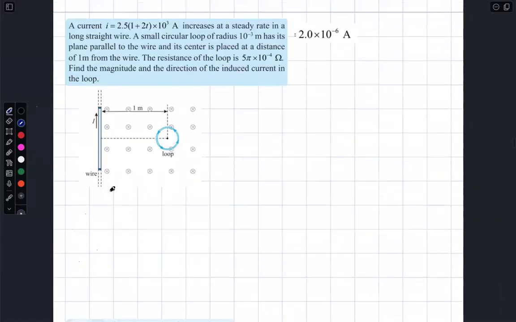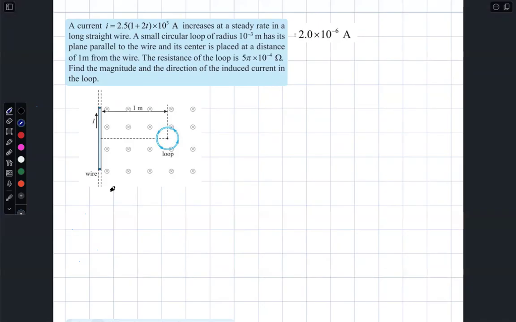A very famous question. I think we have done a similar question last week related to the force. Now, this week, your work is on determining the induced EMF in that. Your major work lies in the current increasing at a steady rate. Okay, fine, small circular coil of radius 10 power minus 3 meter, area.